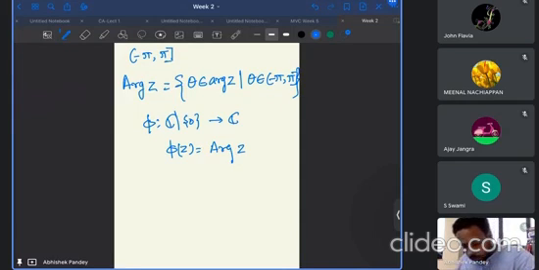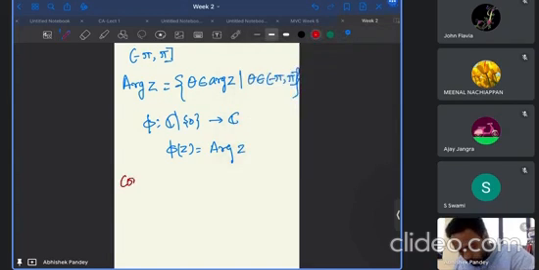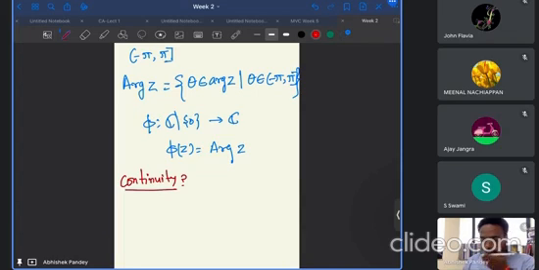Now what can we say about the continuity of this function? Is it continuous? Where is it not continuous?